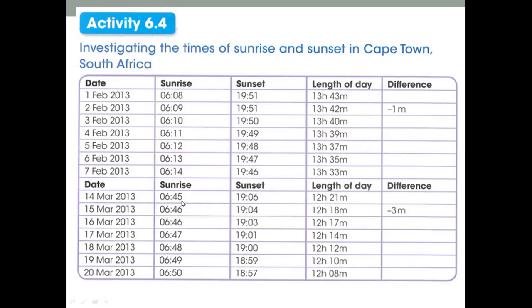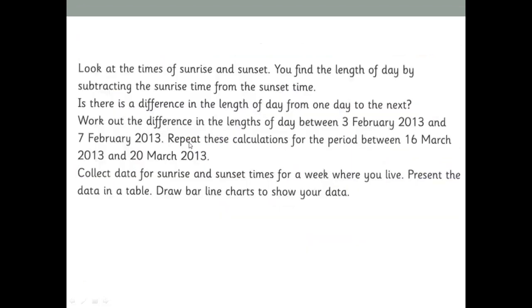At least 35, more than 35 minutes. The difference is coming, and also in the sunset time, you can see the differences. It means it is not the same every day. It's changing. The length of the day here is 12 hours 21 minutes, and here the length of the day is 13 hours 43 minutes. So it's changing.